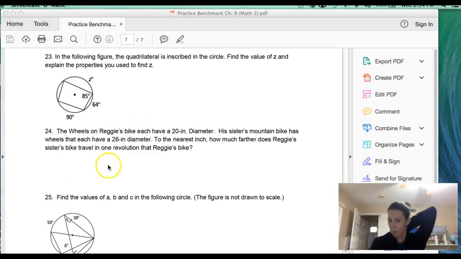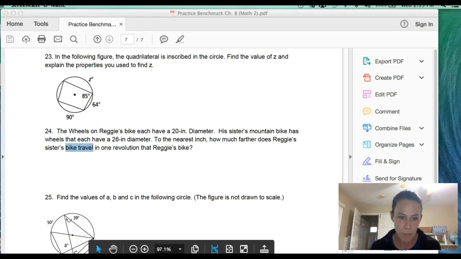All right, the wheels on Reggie's bike each have a 20-inch diameter. His sister's mountain bike wheels have a 26-inch diameter. To the nearest inch, how much farther does Reggie's sister's bike travel in one revolution? All right, so let's look at this.